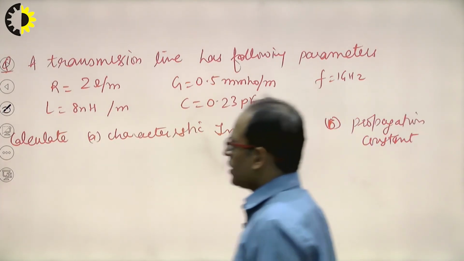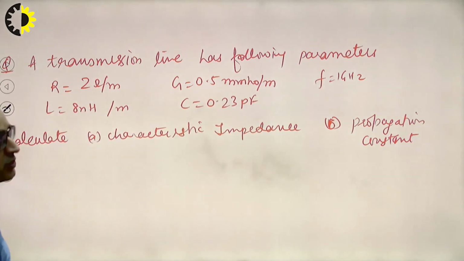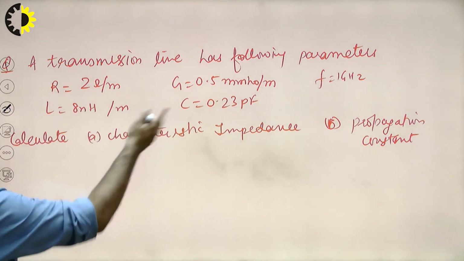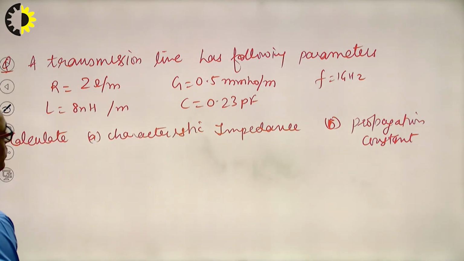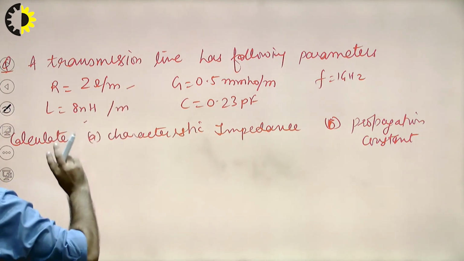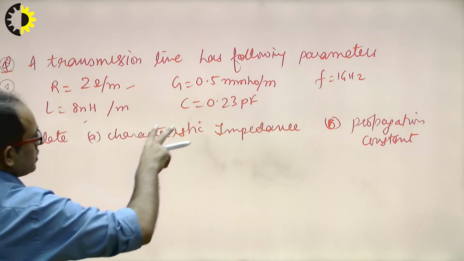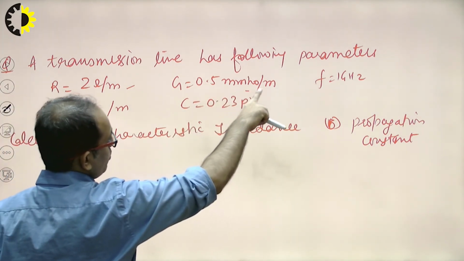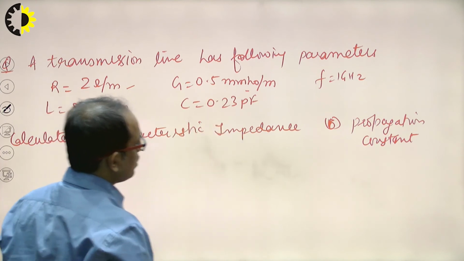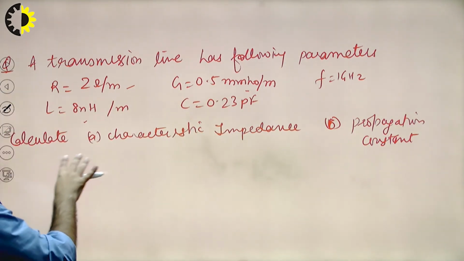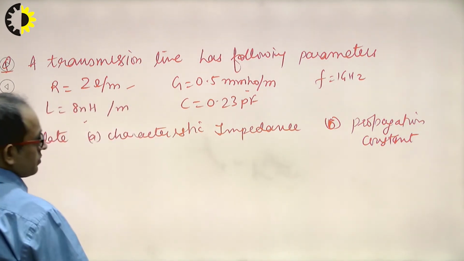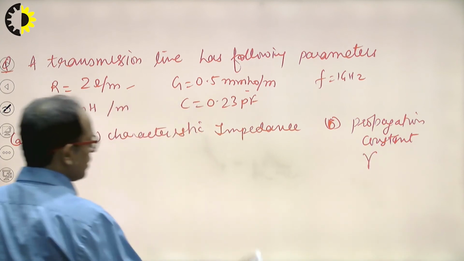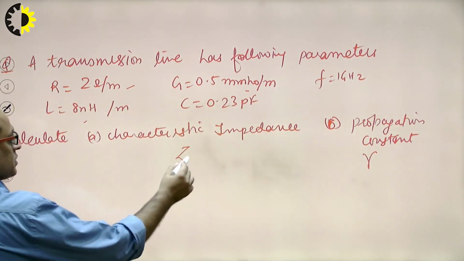Now next one is the numerical, based on the transmission line equation. This transmission line has the following parameters: R equal to 2 ohm per meter, inductance is 8 nanohenry per meter, G equal to 0.5 millimho per meter, and C equal to 0.23 picofarad. So calculate the characteristic impedance and the propagation constant. Means we have to calculate the propagation constant, that is gamma, and characteristic impedance, that is Z0.